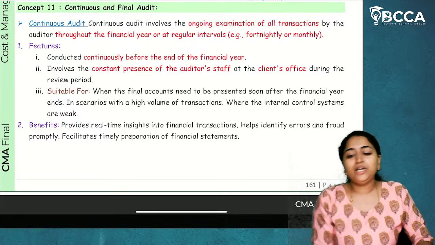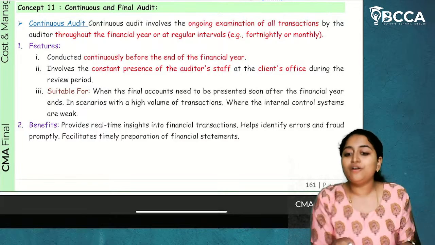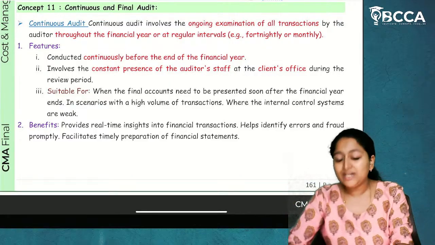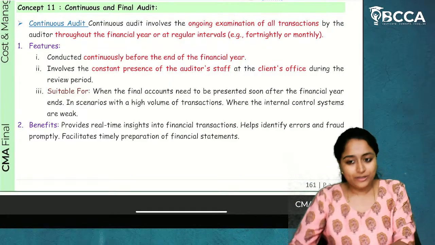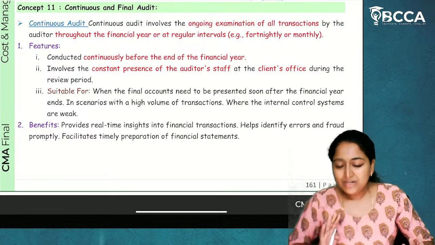Now what is final audit? After completion of books of accounts, after closure of books of accounts, all the books of accounts will be handed over to the auditor, and then he will start the audit. In that particular case, the final audit will be done.